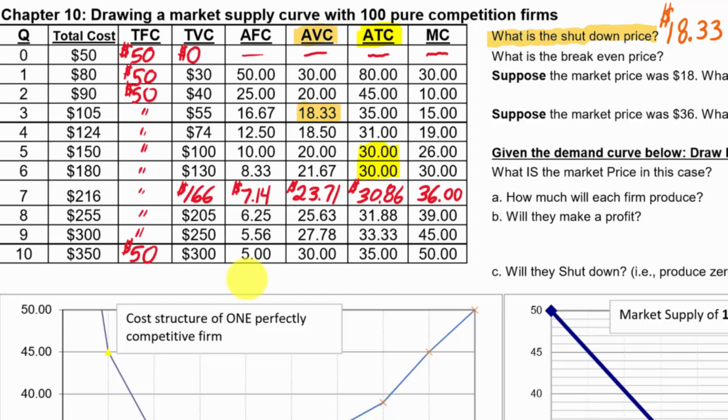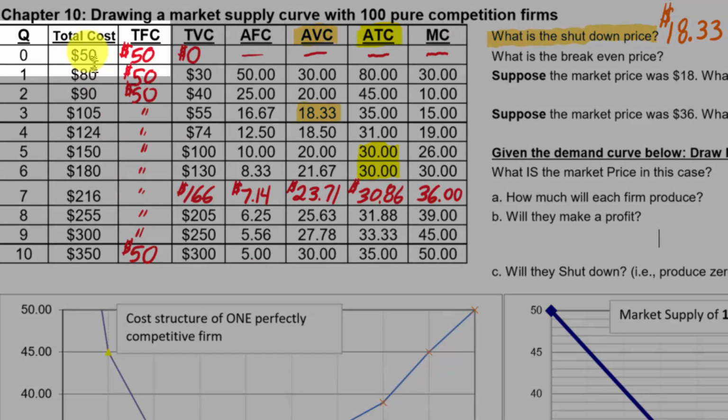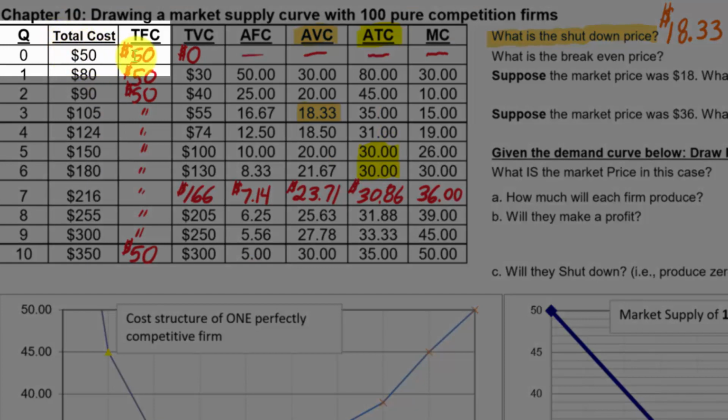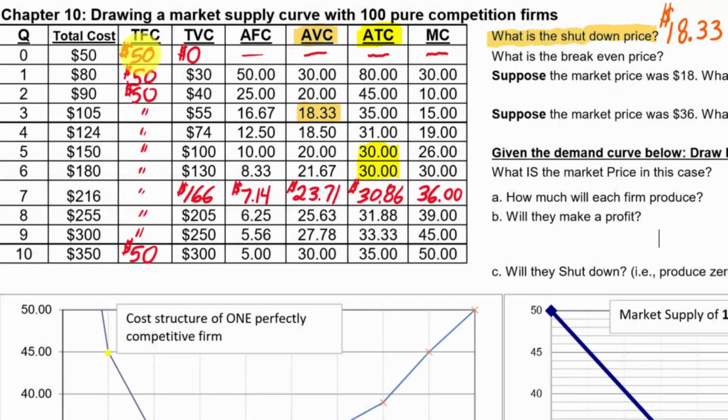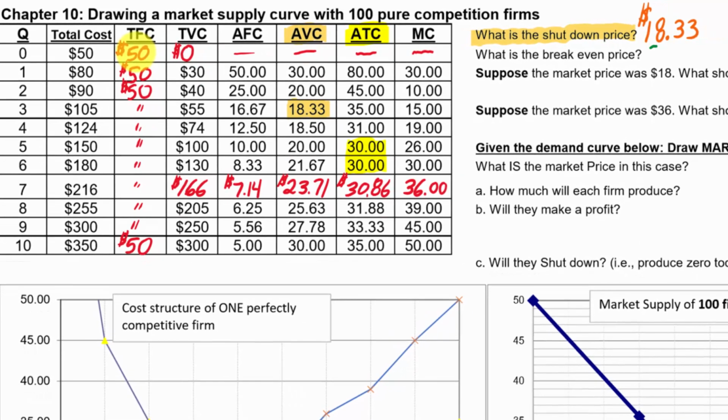Also remember that if we shut down, our total revenue is going to be 0 because we're producing nothing, but we still have total costs equal to the fixed costs of $50. So we'll lose 50 if we choose to shut down, but sometimes that's the best we can do. All right, so the break-even price is $30 for this firm. That gives us a very quick and easy way to determine that if we see a market price below 30, we know we're going to lose money. The profit will be negative. If the price is above 30, we know we're going to make a profit. And if the price happens to be equal to $30, we're going to break even.